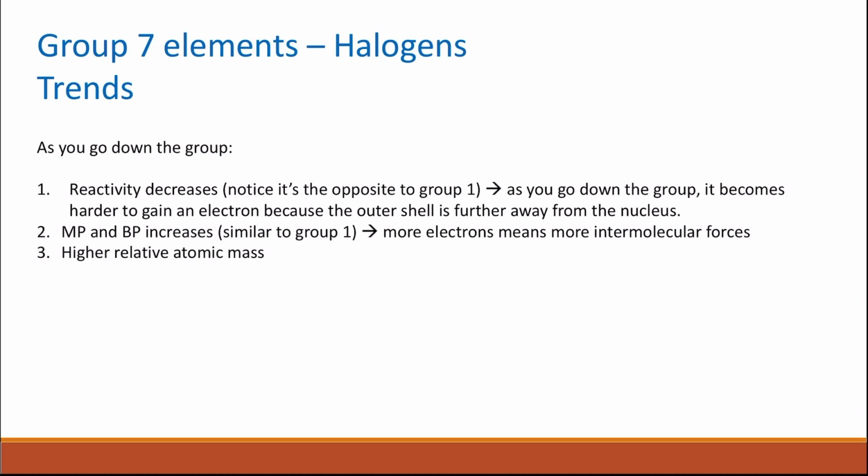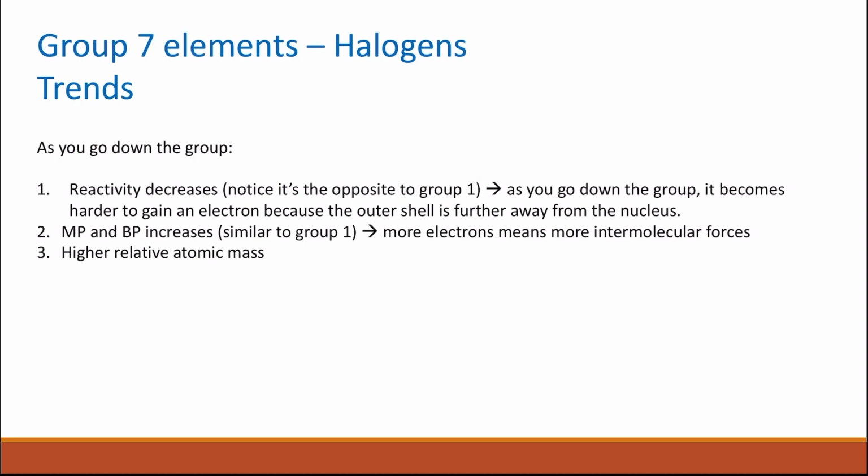When we look at the physical properties like melting and boiling point, we can see that all groups have the same trend. The boiling and melting points will increase down the group because there will be more electrons as we go down the group, and more electrons means more intermolecular forces. So more energy is needed to break the intermolecular forces between the different atoms or elements.